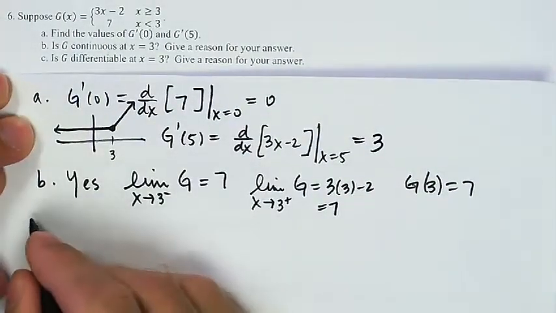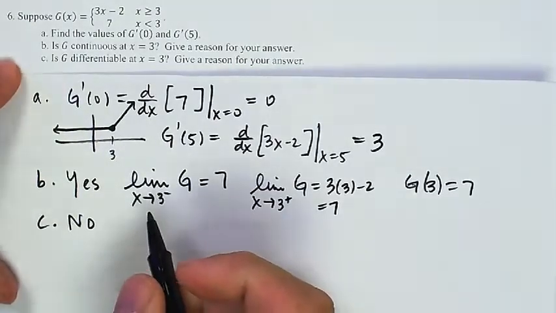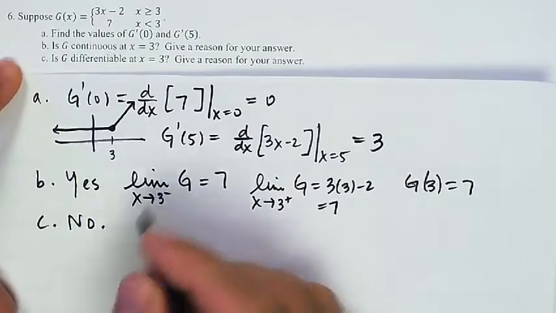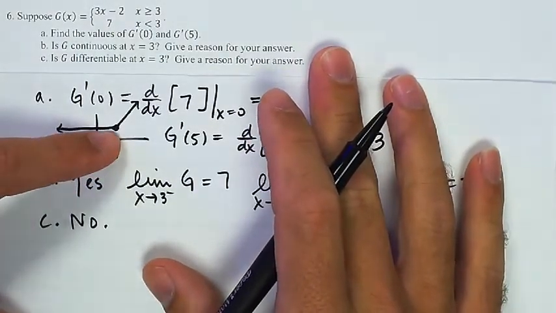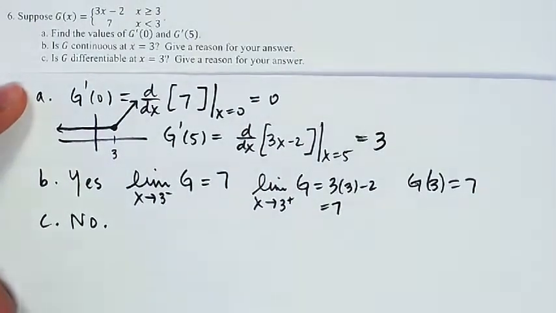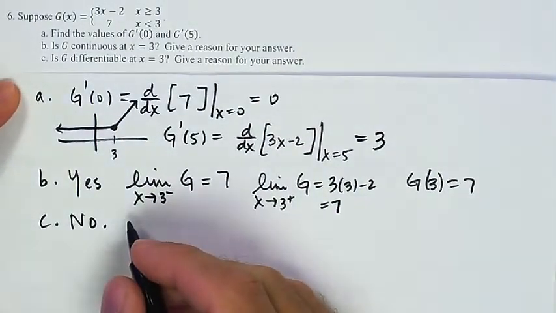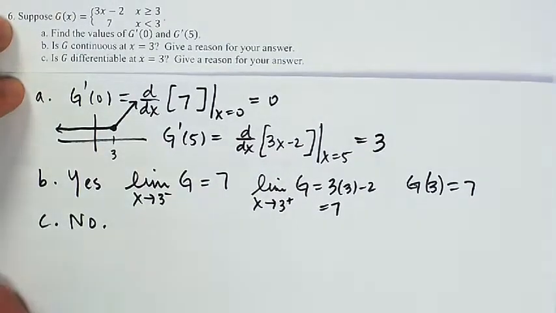And then part C, no. This is not differentiable. Okay? On one hand, you could say the graph of g has a sharp corner, but you are really given the graph of g. So I'm going to give my reason in terms of what I was given. And remember that differentiable means that g prime of, say, 3 exists.